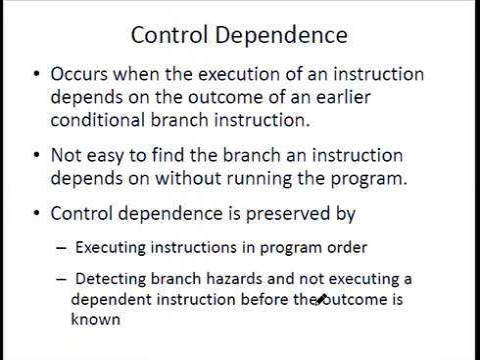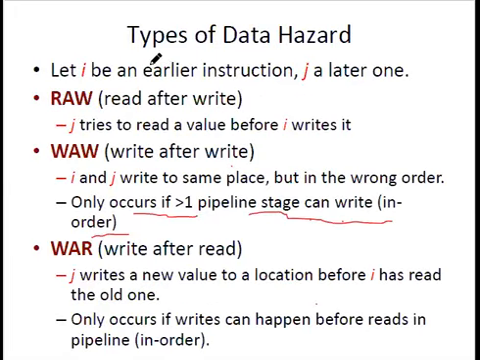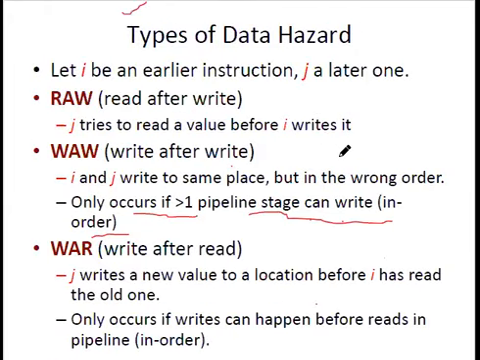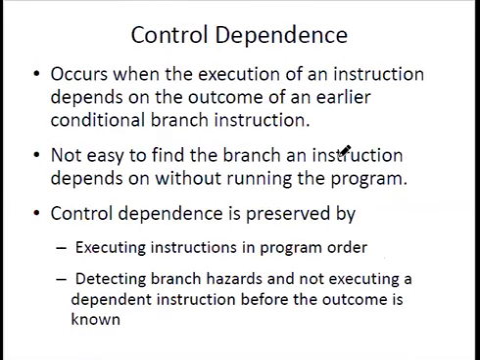So you can see, next is control dependence. So these were data dependences or data hazards. If two instructions try to access the same location, it is referred to as name dependence. Then we have data dependence. Data dependence has three hazards: RAW, WAW, and WAR. Next is control dependence.